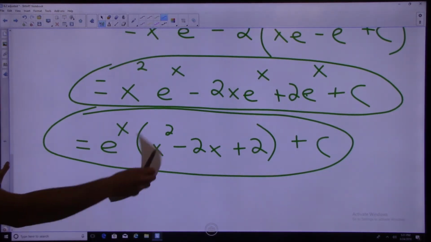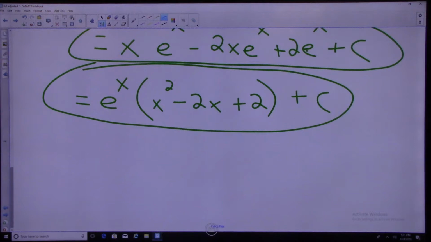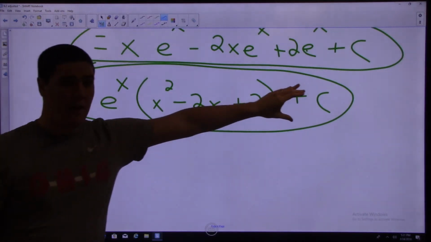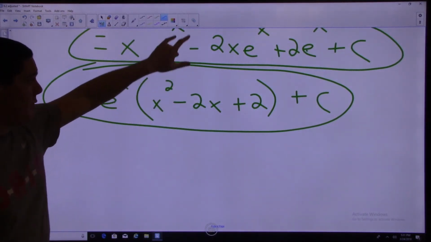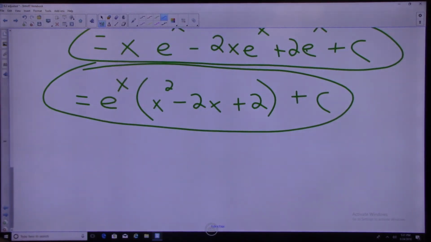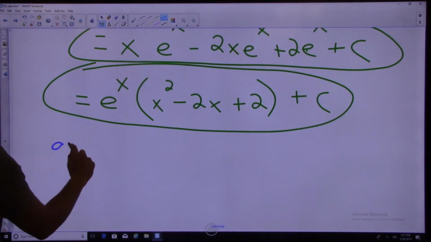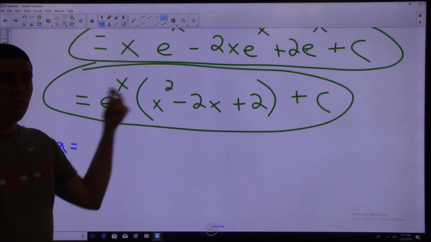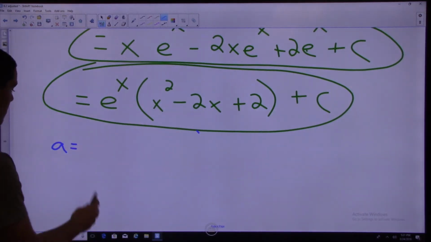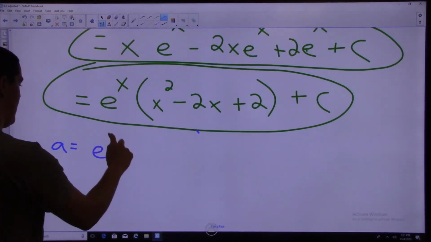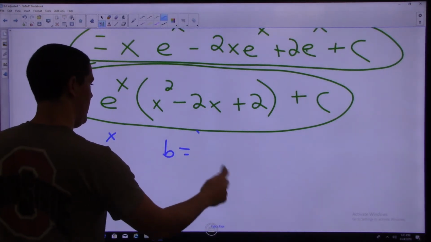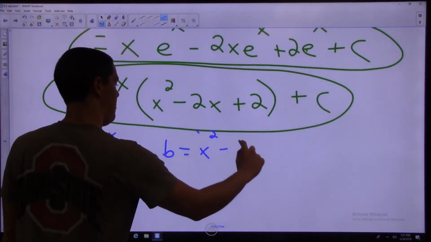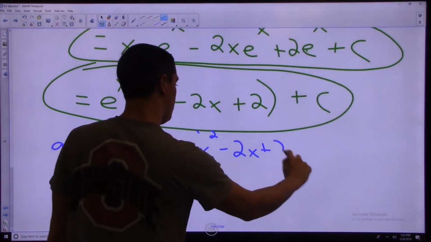Okay, so let's take the derivative of this. I'm going to take the derivative of that one. I think it's going to be easier to do this one, because we won't have to use product rule multiple times, we only have to use it once. So I'm going to let A be, now remember, we've got to use product rule, so this times this. So we're going to use ABBA. A is going to be e to the x, and B is going to be x squared minus 2x plus 2.